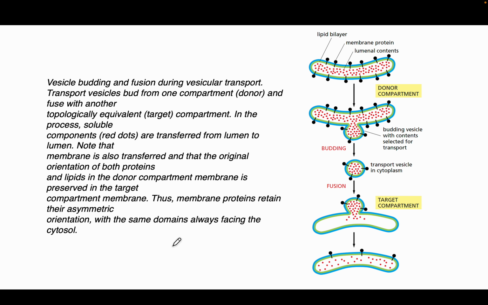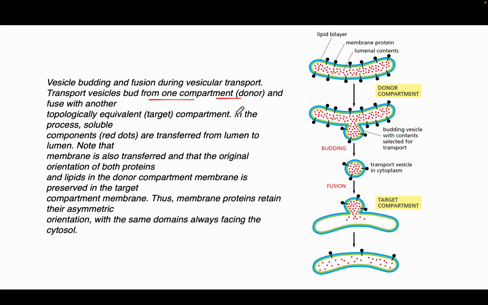So what happens? Vesicle budding and fusion during vesicular transport. Transport vesicles bud from one compartment, that is the donor, and fuse with another compartment, the target compartment. In the process, soluble components, which are the red dots, are transferred from lumen to lumen.